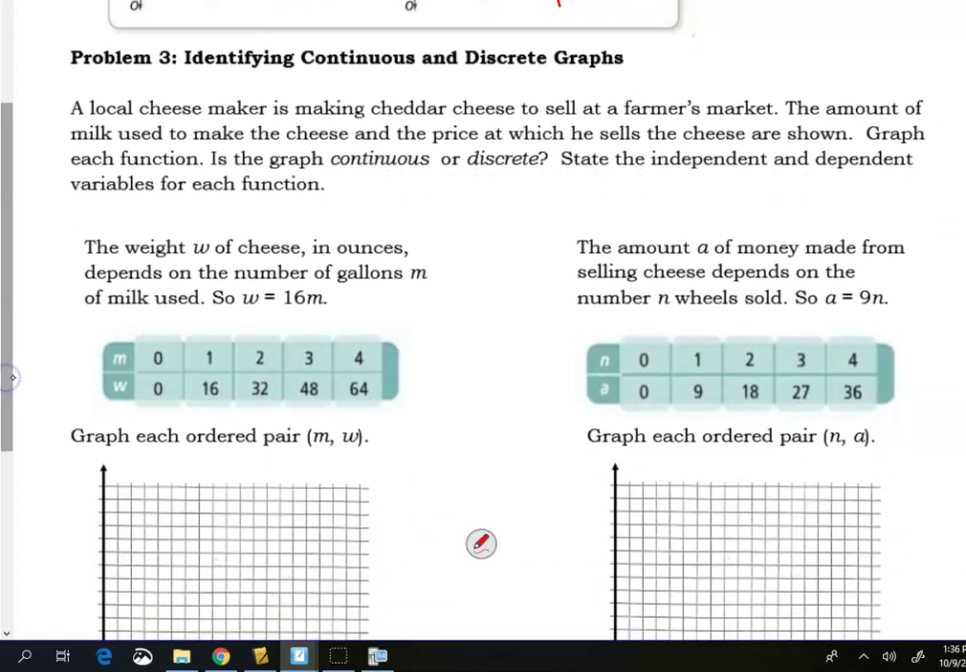So what I want you to do is try problem 3 on your own. I'm going to have you pause the video. When you come back, I'll have problem 3 completed, and then we can talk about which one is continuous and which one is discrete.